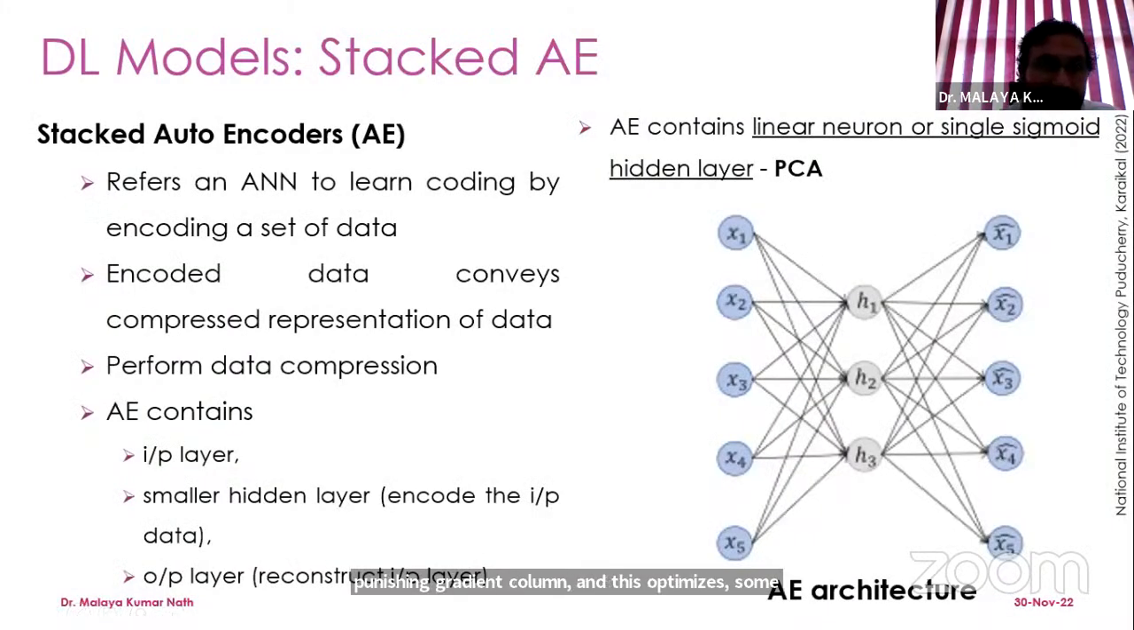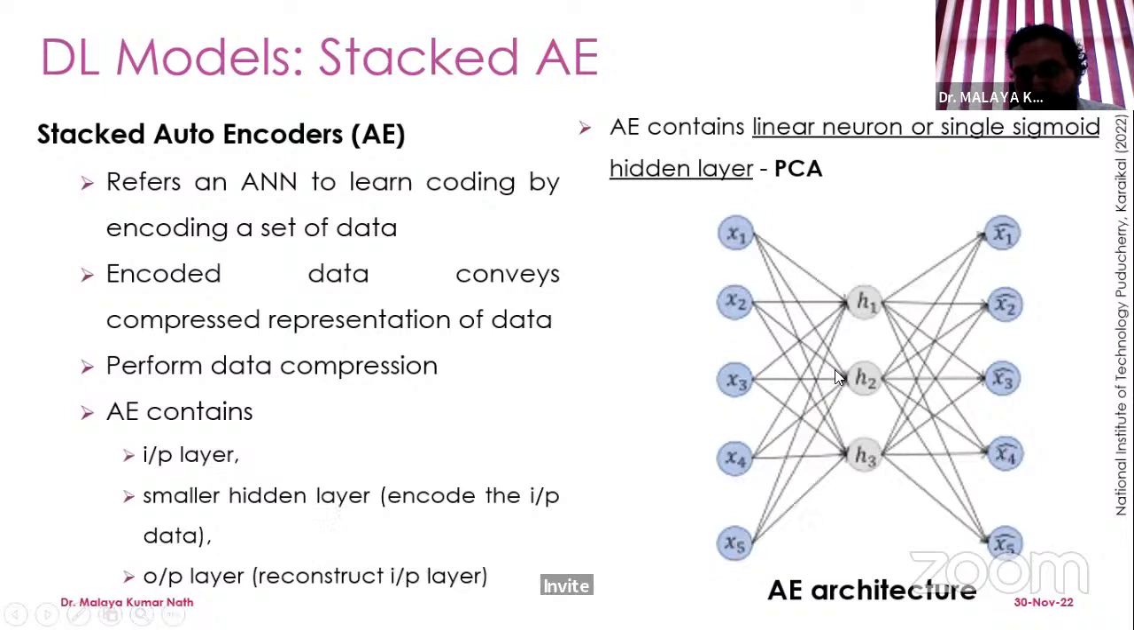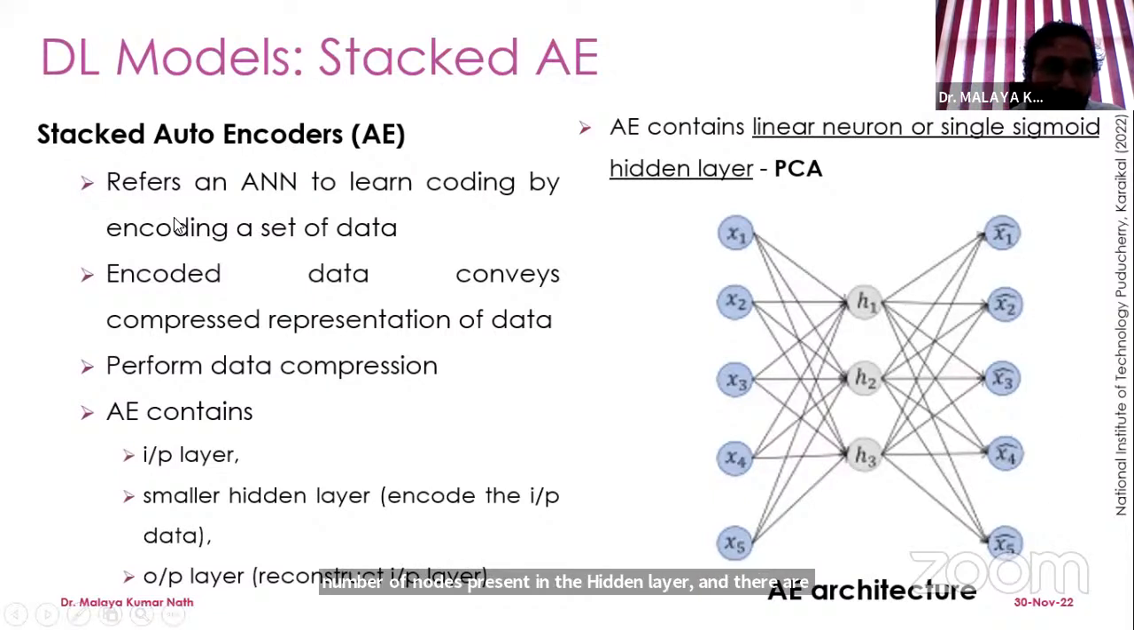Next is the stacked autoencoder. If we look into this stacked autoencoder, we can see that there is an input layer, a small number of nodes present in the hidden layer, and a certain number of nodes present in the output layer. So this refers to an artificial neural network that learns a coding by encoding a set of data. The encoded data conveys the compressed representation of the data and performs the data compression. This part performs the encoding, and this part performs the decoding.